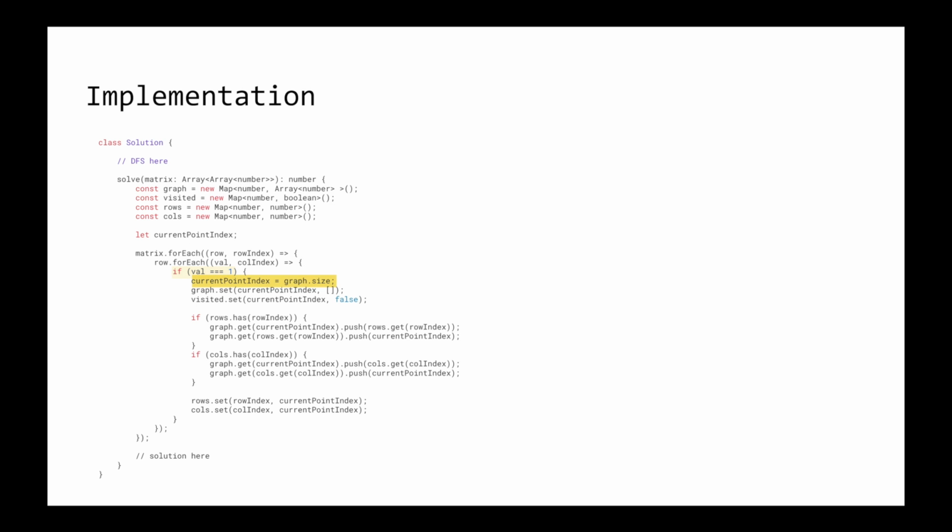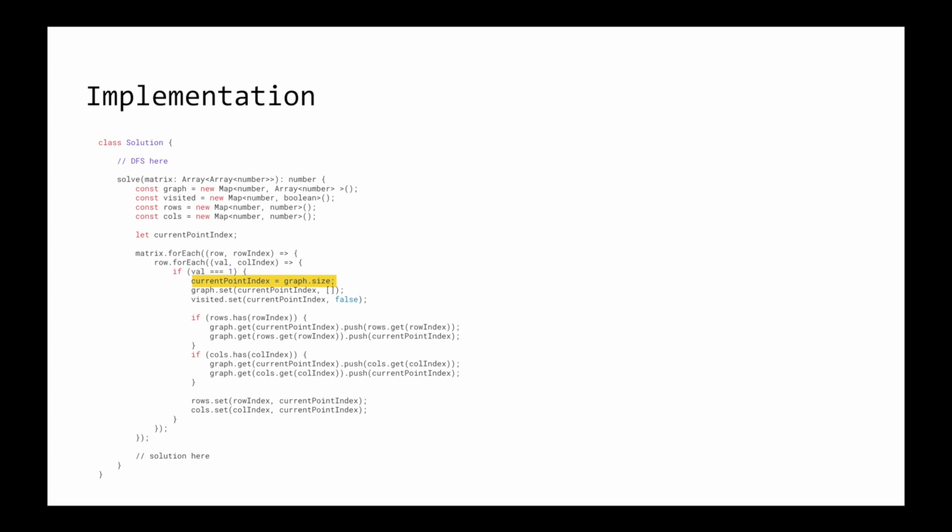So first of all, we need to generate a new index for our new point, and in this case we just take the graph size. Initially it will be 0, so the index for the first point will be 0, and so on. We can create an additional variable for this, but graph size will be enough since it's already there.